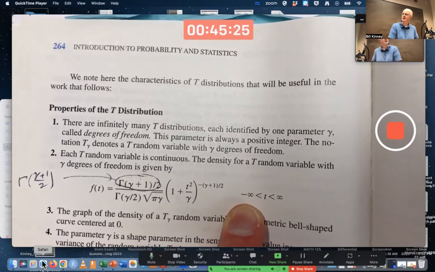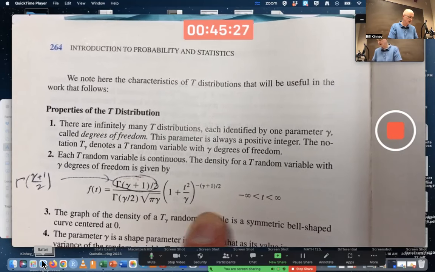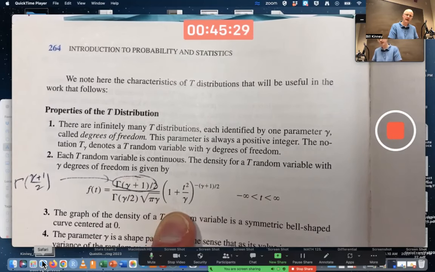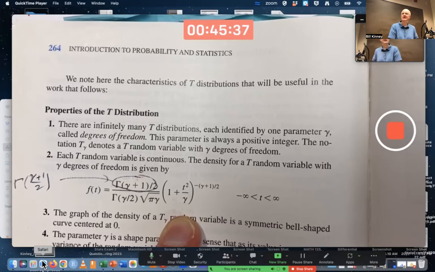You could do a substitution. Let u equal this thing, 1 plus t squared over gamma, and then du would be 2t over little gamma dt, and I think it would work. Actually, you wouldn't even need to do that. The mean's obviously 0 because it's symmetric about 0.